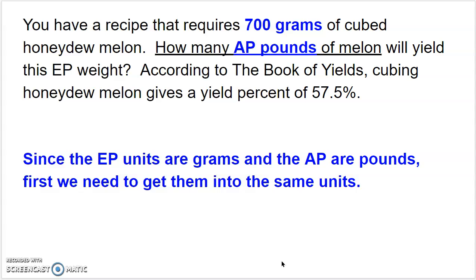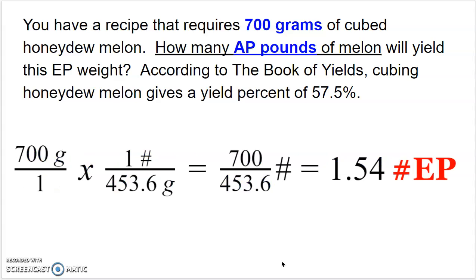This one says you have a recipe that requires 700 grams of cubed honeydew melon. How many AP pounds of melon will yield this EP weight? According to the Book of Yields, cubing honeydew melon gives a yield percent of 57.5%. Since the EP units are in grams and the AP are in pounds, first we've got to get them into the same units. I'm choosing to take my EP grams and make them into EP pounds because I eventually want to calculate AP pounds. I just did it using the method that you've learned all along.